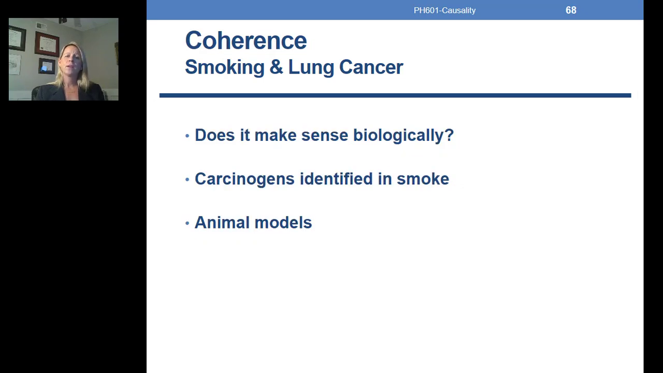Coherence criterion. Does it make sense biologically that smoking can cause lung cancer? Carcinogens have been identified in the smoke, and that's been replicated in animal models. So there has been proof of coherence, or the coherence has been established for this particular factor-outcome relationship.